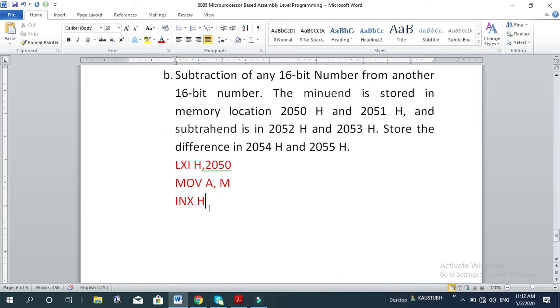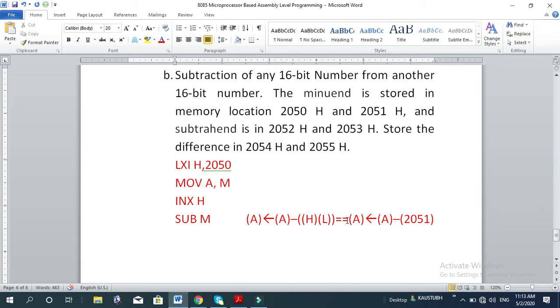Then we can use the instruction for the subtraction directly, that is SUB M. What will SUB M do? SUB M performs the subtraction of the data stored in the memory location, whose address is in the HL register pair, from the accumulator, and the result is stored in the accumulator. What is in the HL register pair? That is 2051. So whatever data is stored in 2051 gets subtracted from the accumulator.